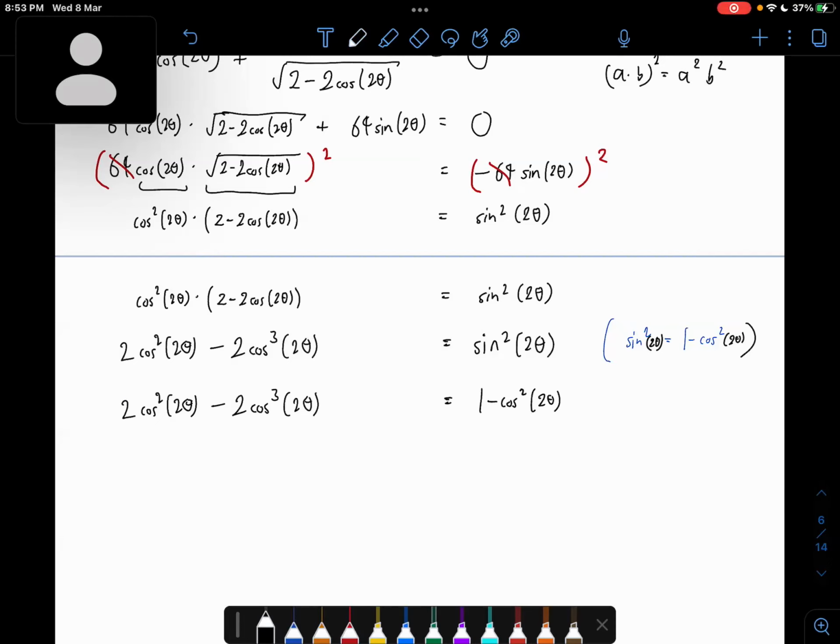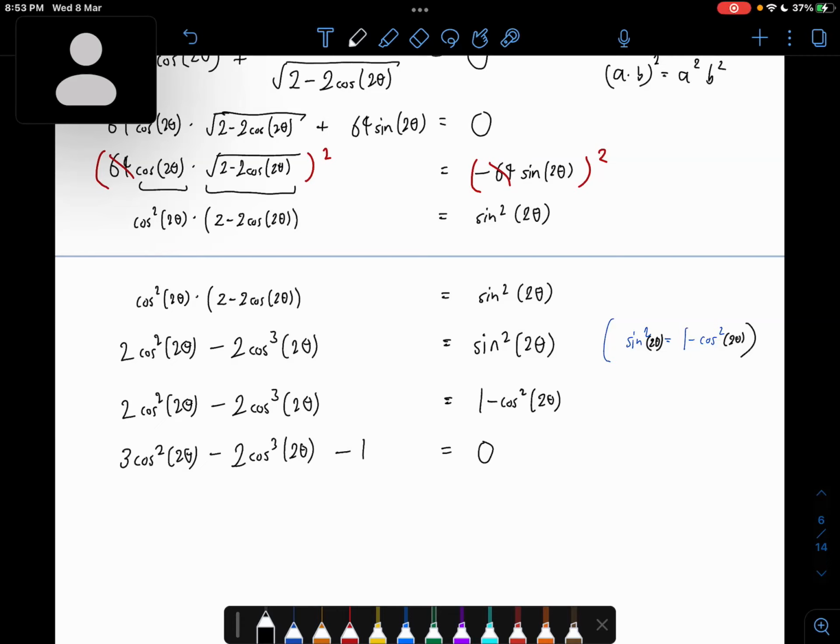Okay. Let's just bring everything over to one side. So minus cos square bring over become plus, plus 1 bring over become minus. So we end up with 3 cos square. Right, because 2 plus 1 is 3. It's minus 1 bring over. Minus 2 cos cube. 1 bring over is minus 1, equals 0.